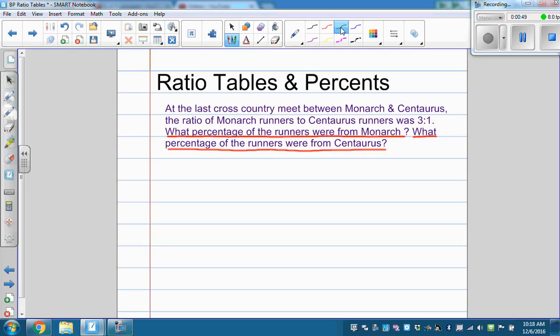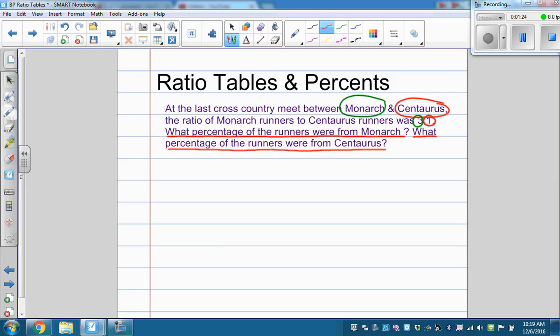So I'm going to reread. At the last cross-country meet between Monarch and Centaurus, the ratio of Monarch runners to Centaurus runners was 3-to-1. So there's two populations here that are competing, and the kids at Monarch are one group and the kids at Centaurus are another group, but all together they make up all the runners.